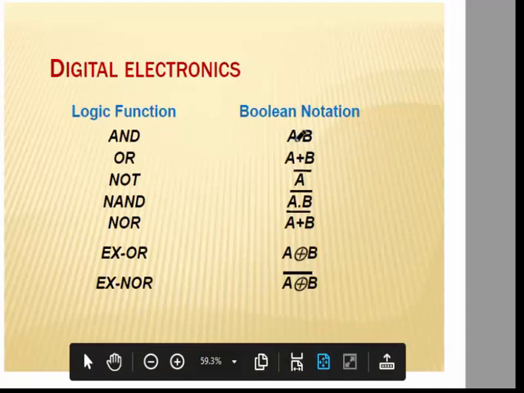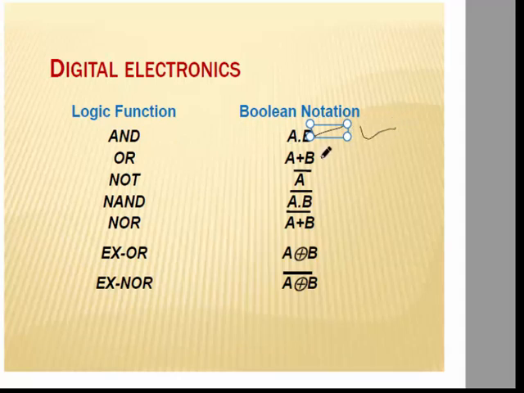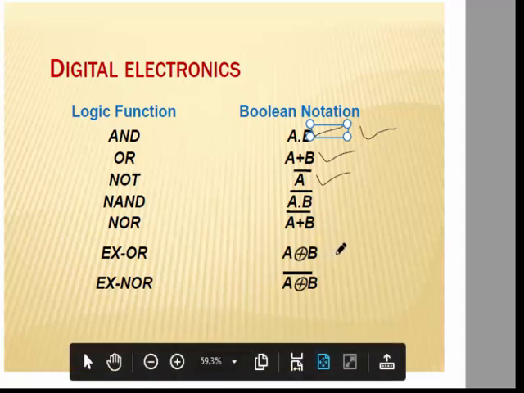You can see here the AND gate is A dot B, OR gate A plus B, NOT gate A bar or B bar, NAND gate A dot B bar, NOR gate A plus B bar, exclusive OR gate A plus of B.